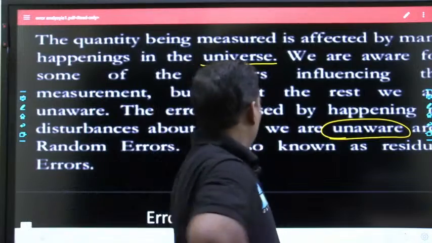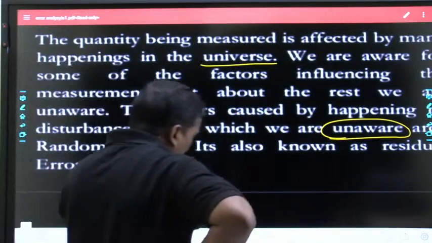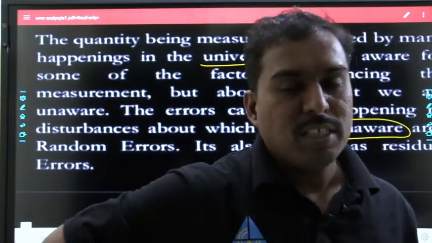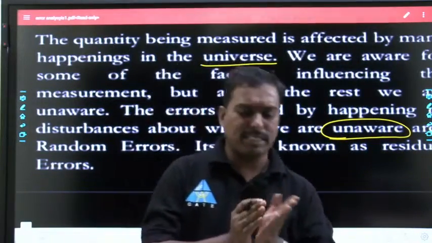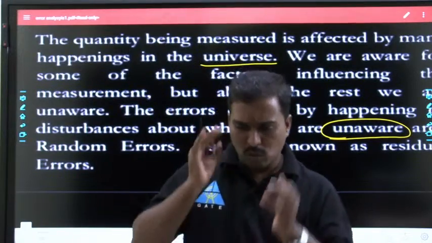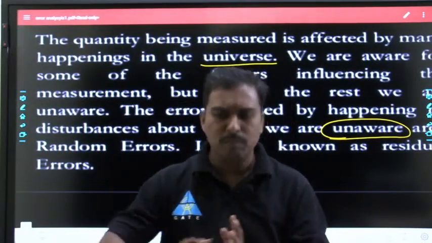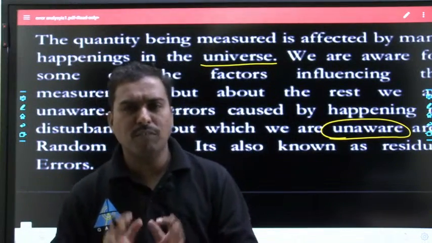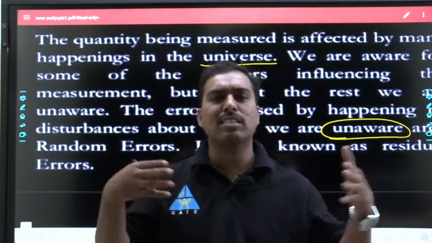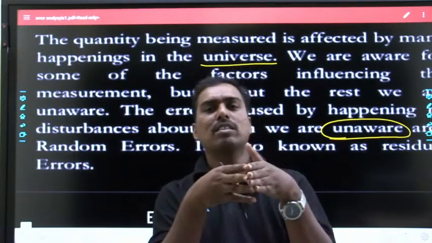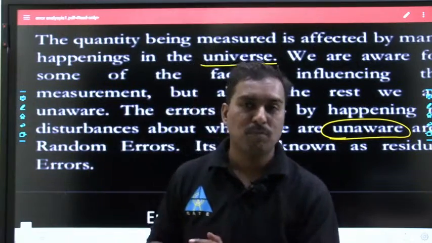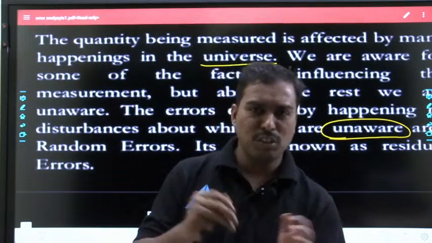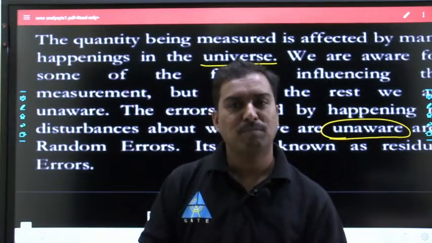Chalo. Okay, so whatever errors you are unaware of, those errors are called random errors. See, for example, you have prepared for your GATE exam in an excellent way. Now you are going to the GATE examination center. Everything is perfect, but suddenly some accident has happened. You got into hospital, and the examination duration was over. You are very depressed.